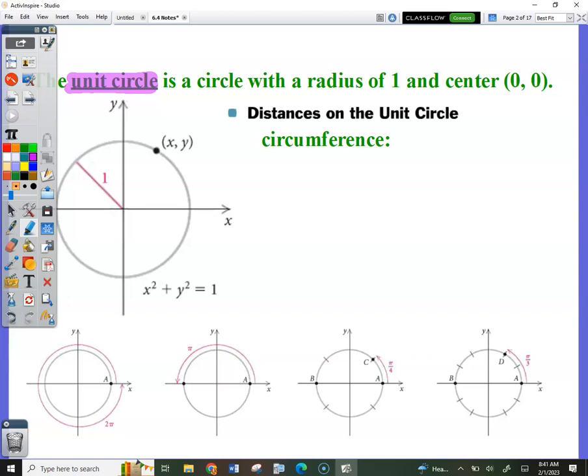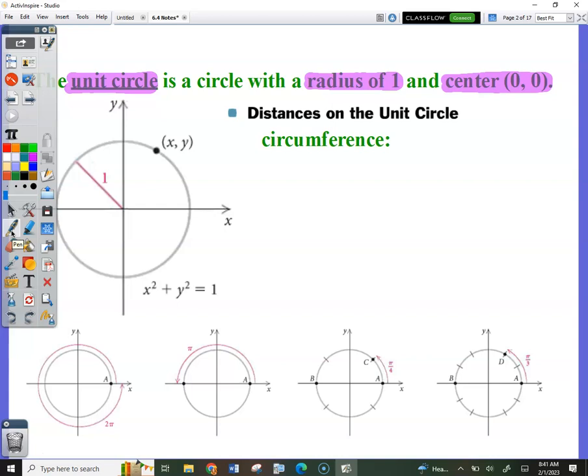What is the unit circle? It's exactly what it sounds like. It is a single unit of measurement that creates the circle all the way around. It has a radius of 1, and it is always centered right on the origin. So it's like perfect. It has a radius of 1, and it's always centered on the origin.